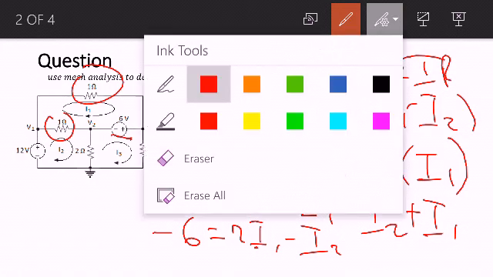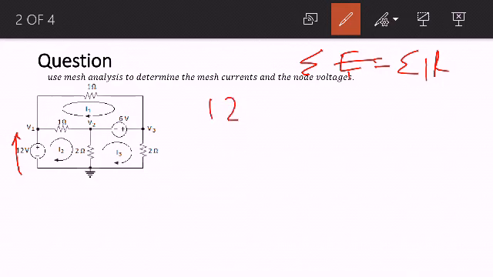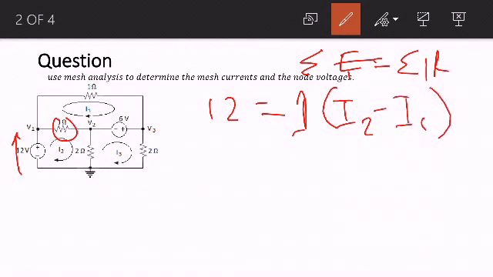So that takes us to the second loop, loop 2. We still have the summation of EMF equal to the summation of IR. The loop is going from negative to positive, so the voltage is positive 12. It is equal to, for this 1 ohm resistor, since we are dealing with loop 2, 1 into I2 minus I1. Now plus, for this 2 ohm resistor here, 2 times I2 minus I3.